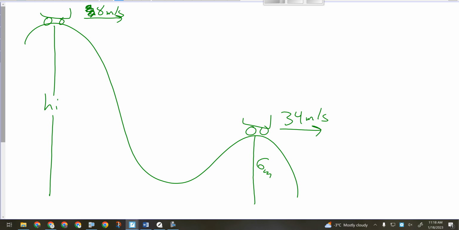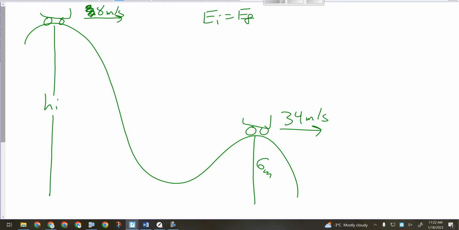Okay, so we got a roller coaster at the top of the first hill, moving at 8 meters per second. A little while later, it's 6 meters off the ground, moving at 34 meters per second. I want the height of the first hill. Okay, so we start out, we know this is a conservation of energy problem because there are no forces other than gravity causing the change in energy, from potential to kinetic, basically from the top to the bottom.